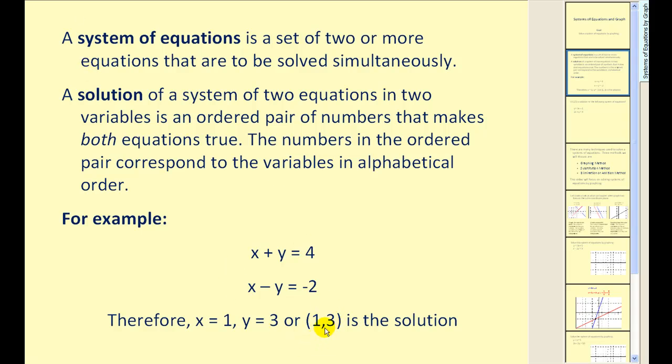Again, the reason this is the solution is because if we substitute x equals 1 and y equals 3 into the first equation, we would have 1 plus 3, which is equal to 4. So it satisfies the first equation. And if we substitute x equals 1 and y equals 3 into the second equation, we also get a true statement. Therefore, this is a solution to the system.